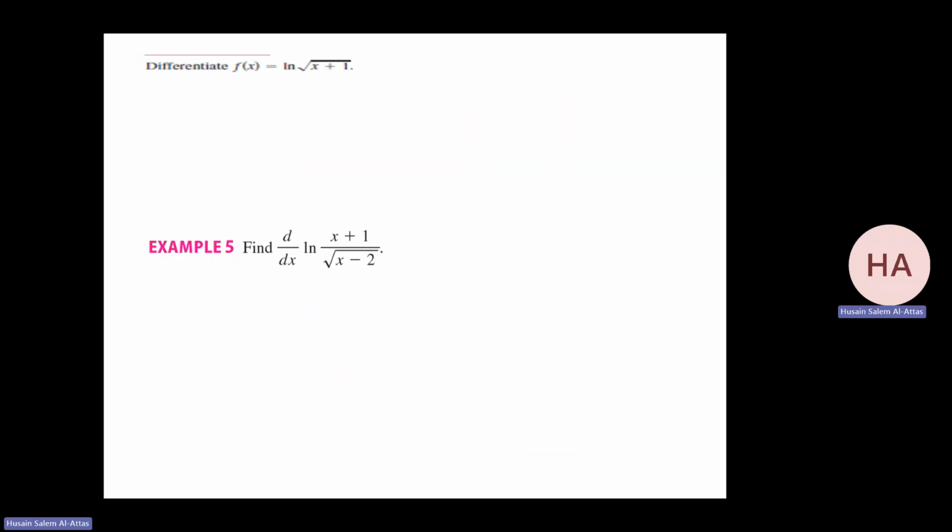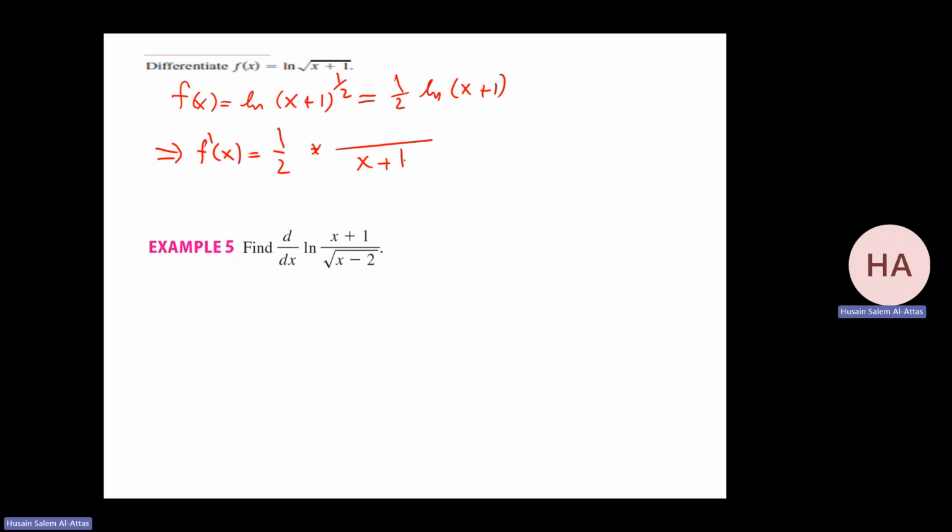Okay, ln square root of x plus 1. When we have the ln, sometimes it's better to use the properties of ln to simplify the function. So this one will be ln (x plus 1) to the power half. This is the function. I did not do any derivative until now. That will be half ln (x plus 1). Now I will do the derivative. F prime will be half, x plus 1, derivative of this, which is 1. So the answer is 1 over 2(x plus 1).